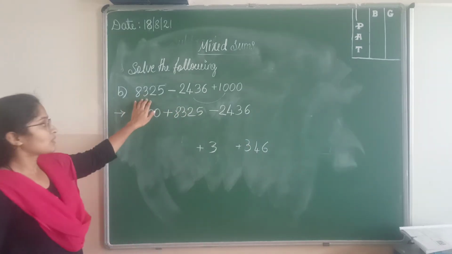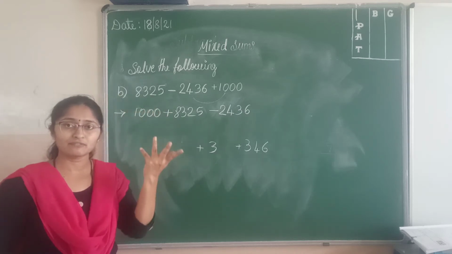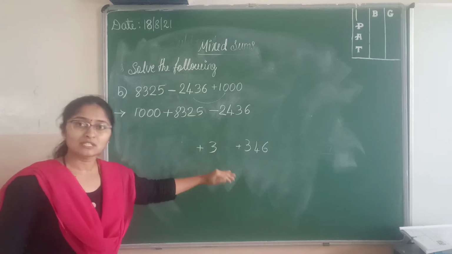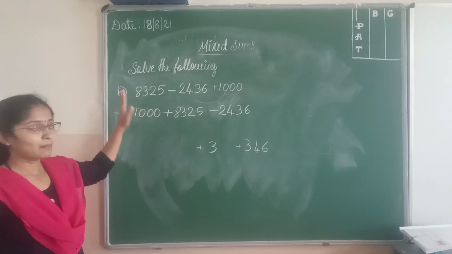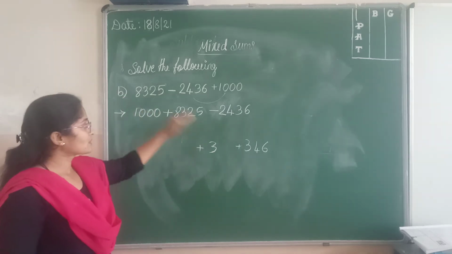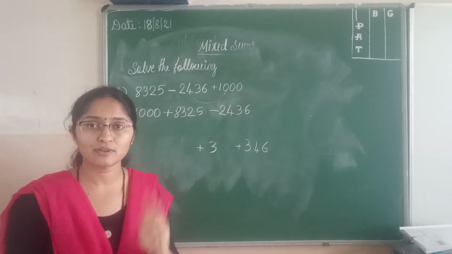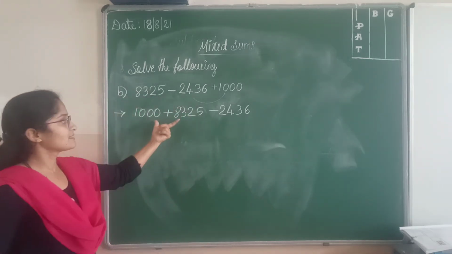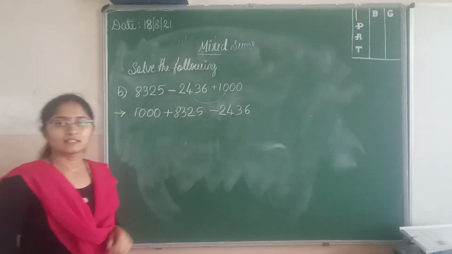You can ask me, ma'am, before 8325 there is no sign and you have written a plus here. Yes, this is the reason we can write it here. Before this number there will be an addition sign. So you can shift the numbers according to the properties of addition. Now you can add these two numbers, and from this answer you can subtract this number.